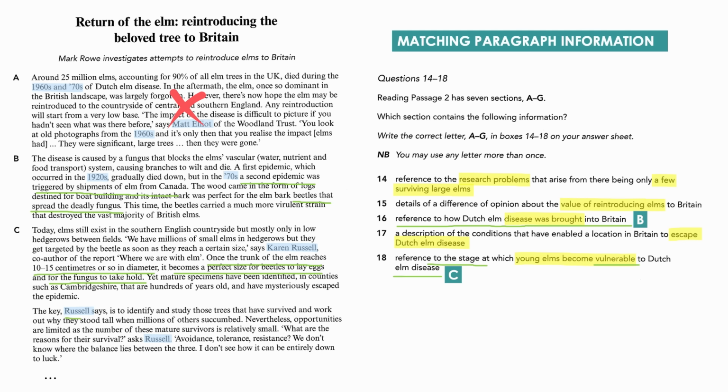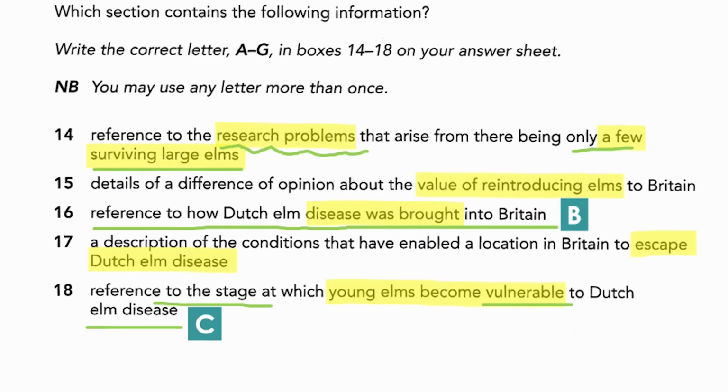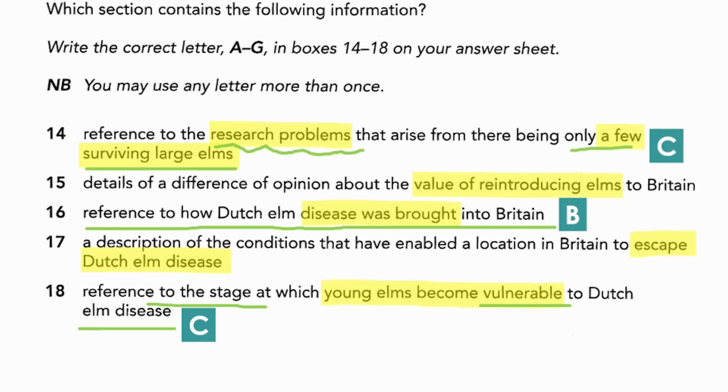So Russell says the key is to study those trees that have survived, but the opportunities are limited as the number of these mature survivors is small. And that is very similar to the research problems that arise from there being only a few surviving large elms. So you see, again, the whole statement matches. So C matches 14 and 18.